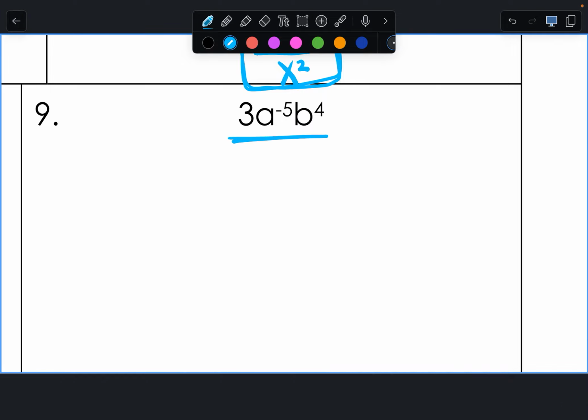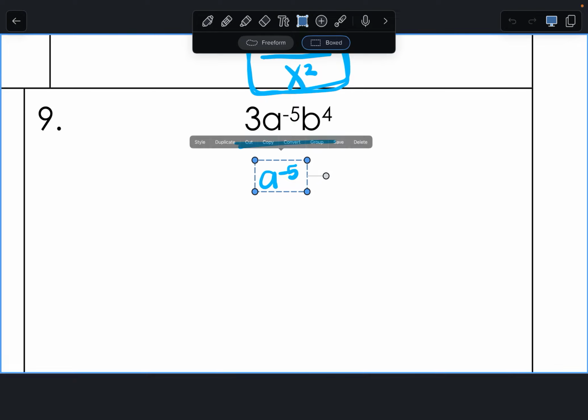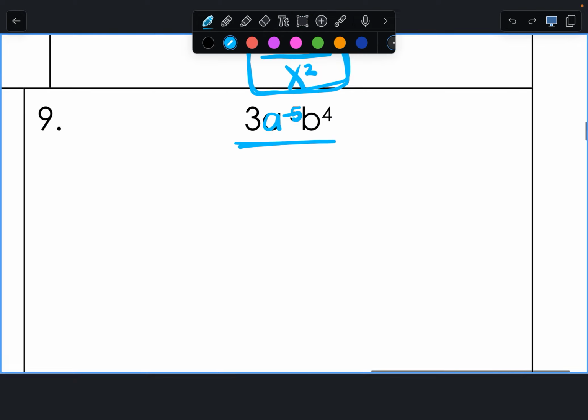A to the power of negative 5. This is the only part that's going to move down, and everything else stays at the top. So when I create my new fraction, 3 stays at the top, a to the 5th moves down, b to the 4th stays. Got it? Okay, flip it over.